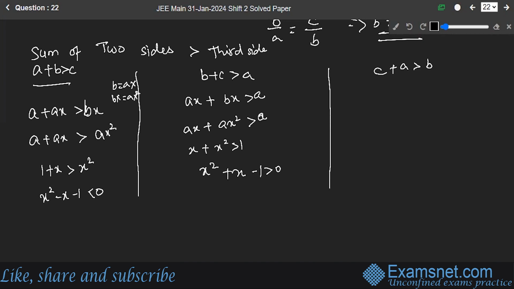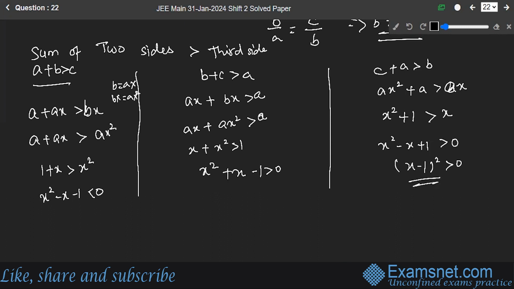And from here, we have ax square plus a is greater than ax. So dividing both sides by a, you will have x square plus 1 is greater than x, or x square minus x plus 1 is greater than 0. This is a perfect square form. No matter what, this is going to be positive for all the values of x. So this is always true. Let's pick up these two inequalities.